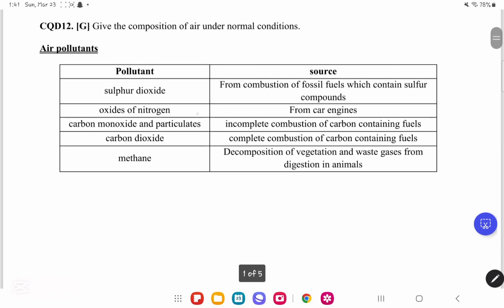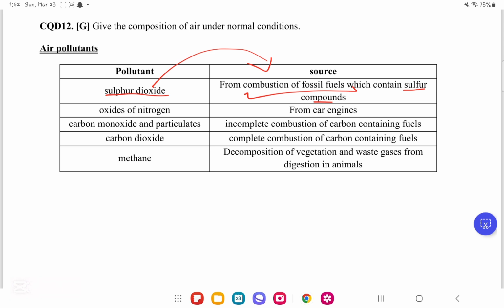We move on to air pollutants. Here we have different types of air pollutants, and we are going to be discussing their sources. The first thing we start with is sulfur dioxide. Sulfur dioxide, you will obtain it from the combustion of fossil fuels which contain sulfur compounds. So the combustion of fossil fuels, which happens mainly in cars that require petrol, gas, all of these types of things, they will create sulfur dioxide, okay? The gas is sulfur dioxide being produced from the combustion of fossil fuels.